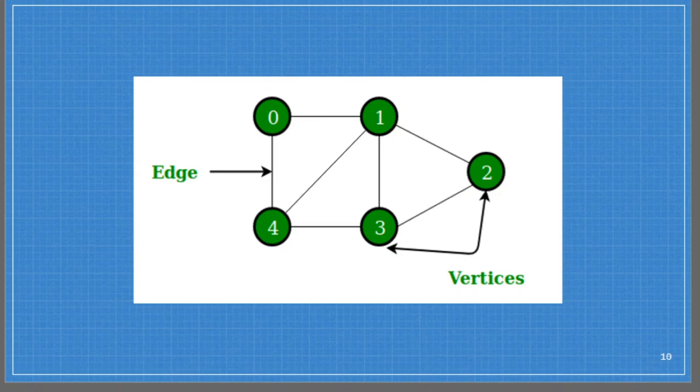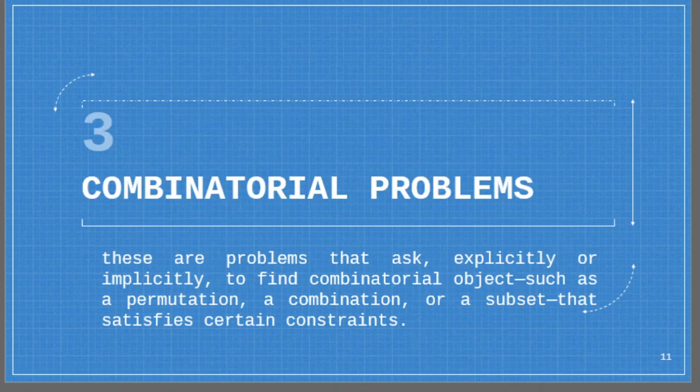So, along the way in lesson 3, we will study how, or what the solutions are, to calculate in finding or solving graphic problems. Next, we have the combinatorial problems. Combinatorial problems are problems that ask explicitly or implicitly to find a combinatorial subject or object such as a permutation, a combination, or a subset that satisfies certain constraints.